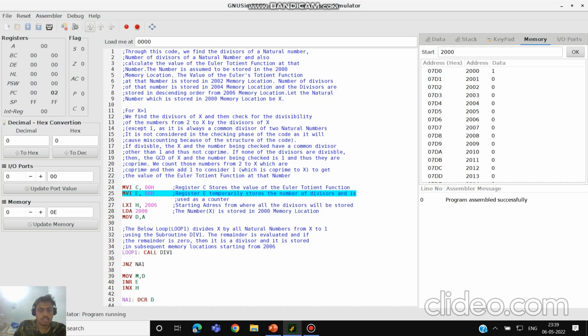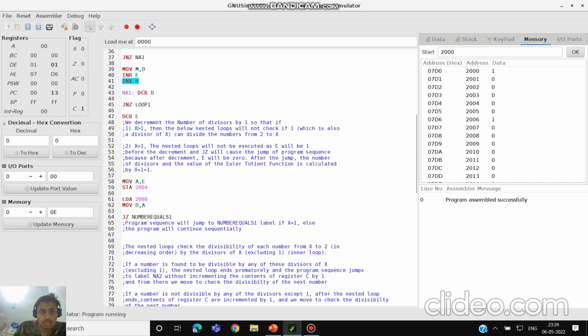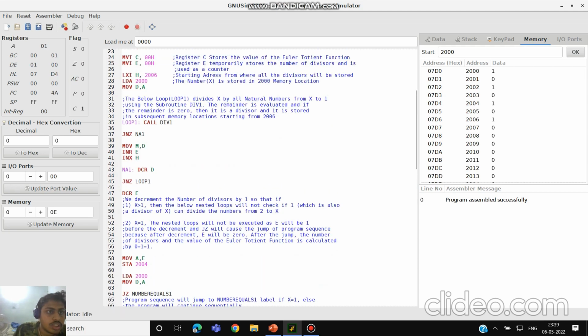So now MVI C 00H, all this would be remaining the same. There would be a calculation of divisors, as you already know. So now you can see we have the divisors. There is 1. E would have been stored to 1, as you can see. So let us re-execute because we had missed that step. Reset all, set 2000 to 1 and assemble.